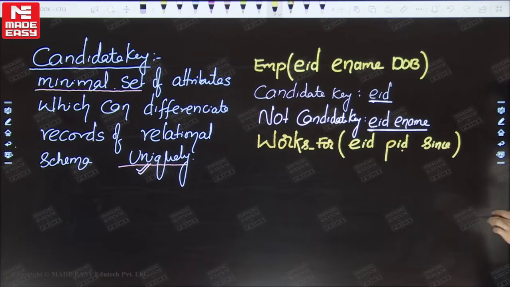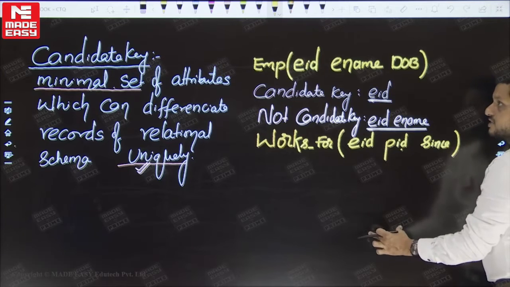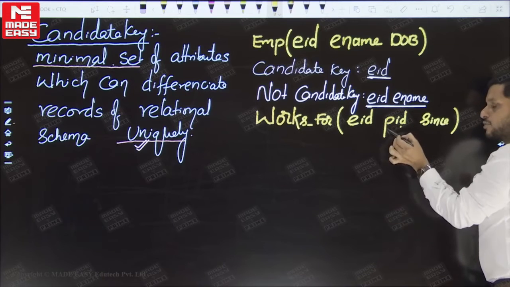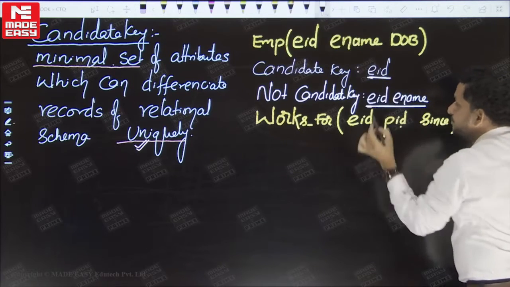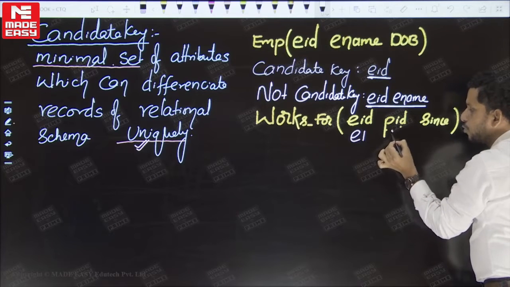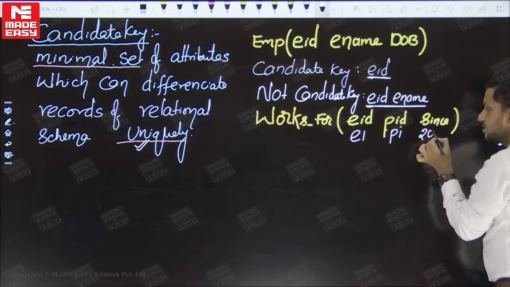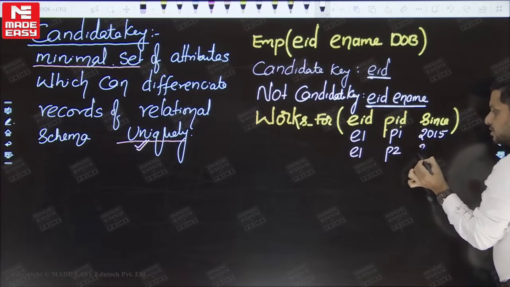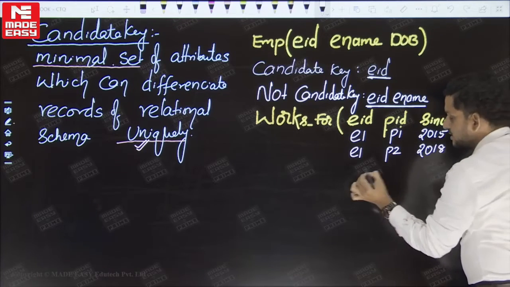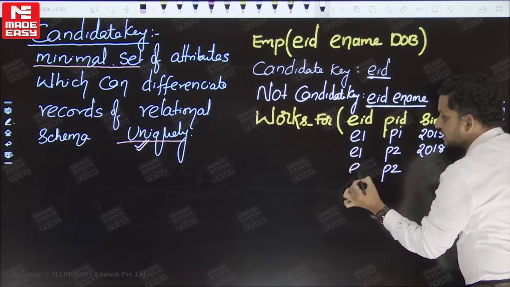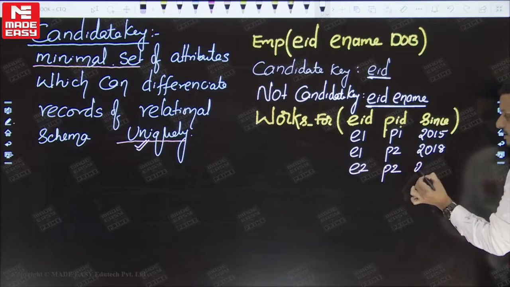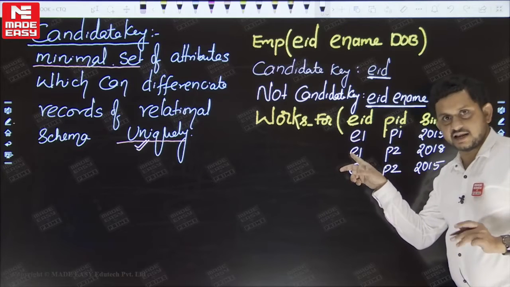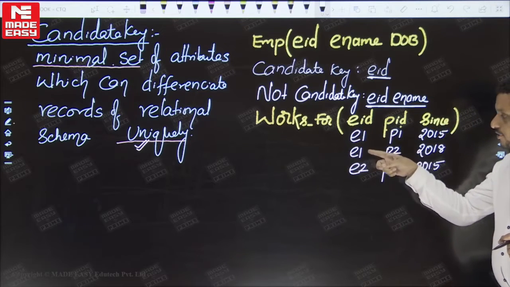It's a date attribute. Assume that, as a constraint of this database table, an employee can work for many projects, and a project can be worked on by many employees. So employee E1 is working for P1, assume since 2015, and employee E1 is also working for P2 since 2018. Similarly, the same project P2 is worked on by another employee E2, let's say since 2015, like this. So in this case, we can't take employee ID as a candidate key because employee ID is not unique for all the records.